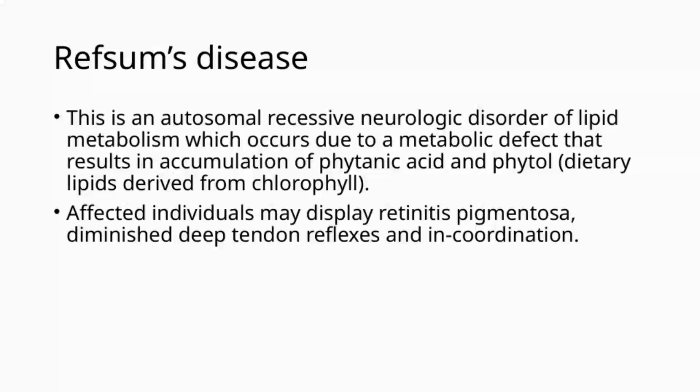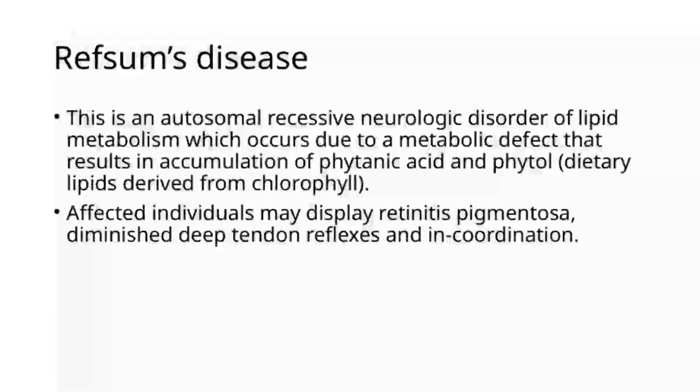Individuals affected by Refsum's disease may experience retinitis pigmentosa, which affects their vision, often causing night blindness and peripheral vision loss. They might also have diminished deep tendon reflexes, indicating neurological involvement, and problems with coordination, which can impact daily activities. Understanding this disease helps us see how metabolic defects can have widespread effects, especially in neurological health, and emphasizes the importance of proper lipid metabolism in maintaining overall function. This ties into the broader theme of how genetic and metabolic disorders can influence multiple systems in the body.